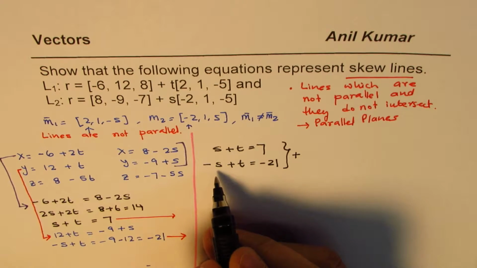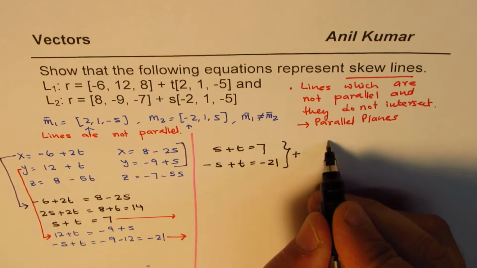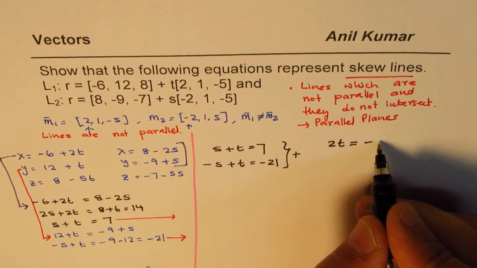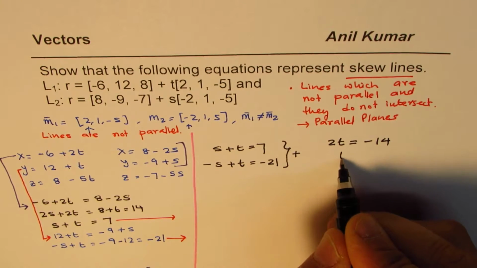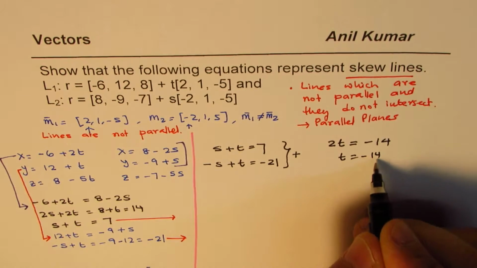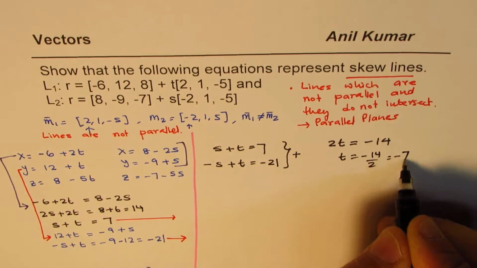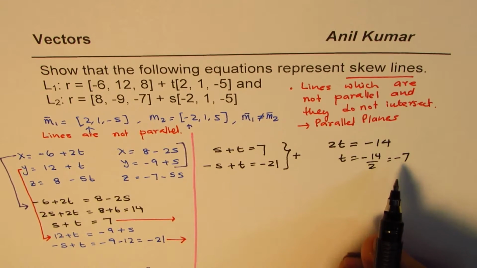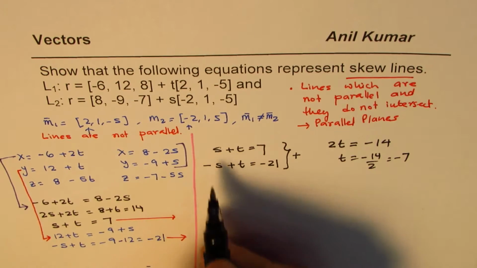S and minus s cancel. We get t plus t as 2t. So we get 2t equals, adding will give us, minus 14, or t equals minus 14 divided by 2. That is minus 7. Correct? So that is how you can get the value of t. Now from here you can find what s is.